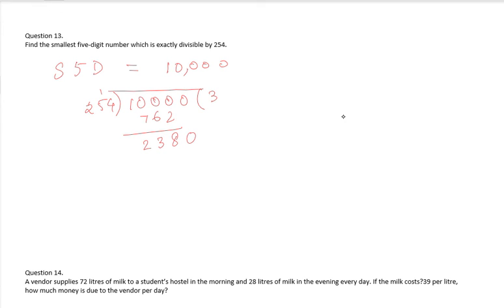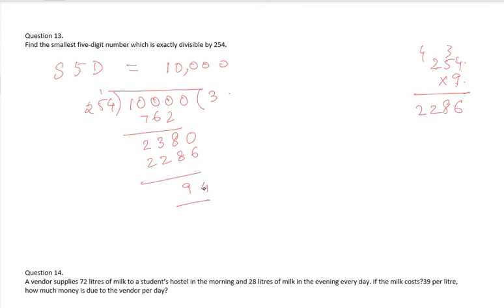Now 254 into 9, would it go? I don't think it would go. Let's try out. 9 4s are 36, 3 carry, 9 5s are 45 plus 3 is 48, 9 2s are 18 plus 4 is 22. So it will go 2286. So the difference is 94.